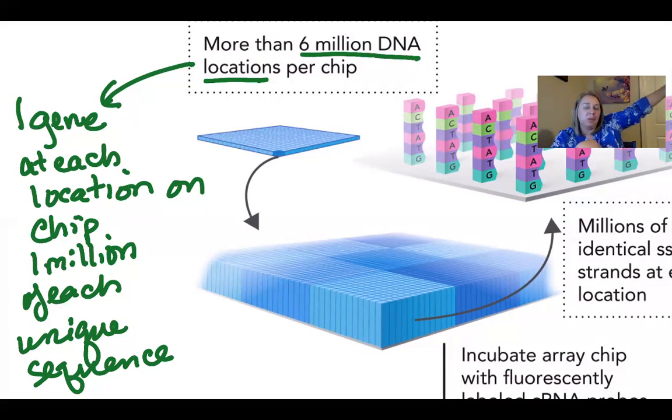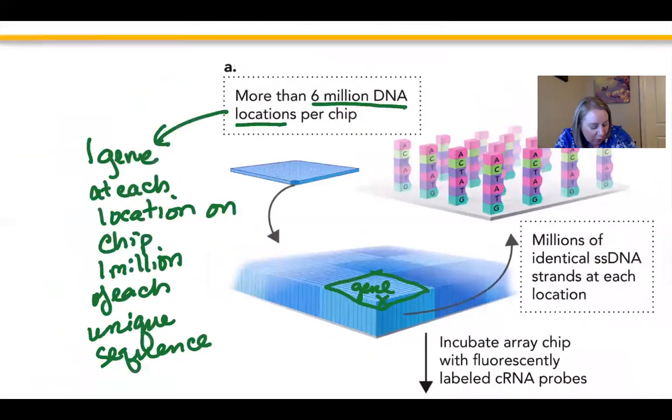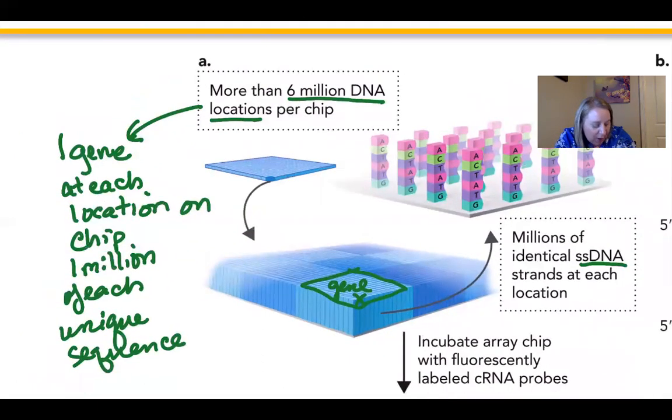And a gene can be really, really long. So what happens is they take pieces of that gene and attach them to one location on the chip, and you have multiple copies of each of those pieces. This quadrant right here on the chip corresponds to gene X. You have all these different pieces of gene X and multiple copies of each of the different pieces, so you have millions of identical single-stranded DNA strands at each location.